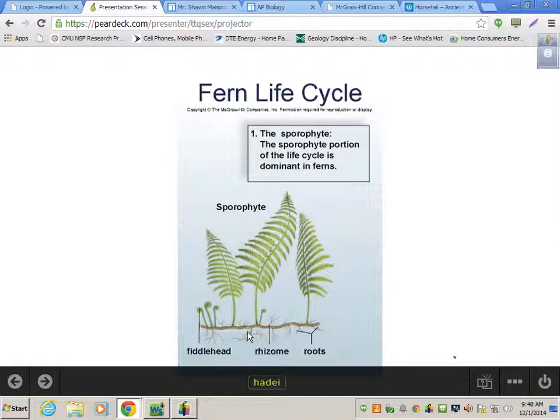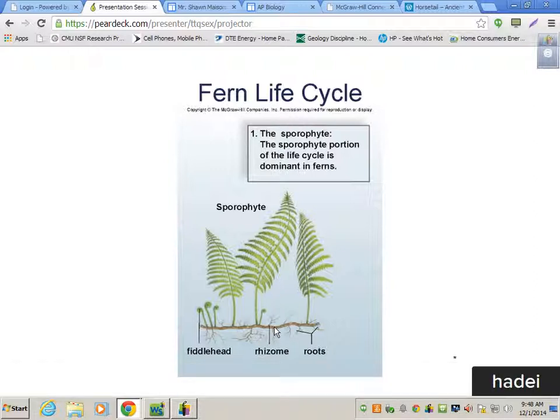And so what are you saying, Mr. Mason, that these are all the same fern? Yeah. Which is kind of weird because you look at a fern forest and it's all the same thing. Like giant clones, it's like a clone army of ferns.